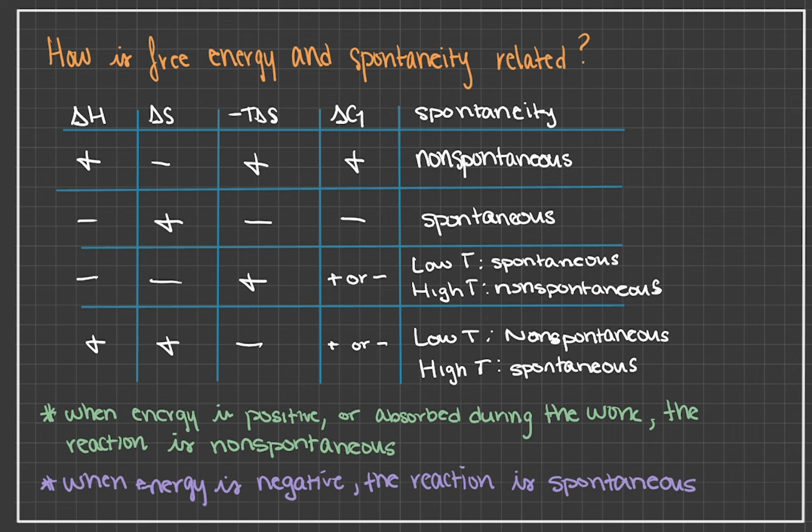So overall, when our final Gibbs free energy is positive, or energy is absorbed during the work, that means our reaction is non-spontaneous. And when it is negative, or when energy is released during the work, our reaction is going to be spontaneous. It is going to be driven forward.